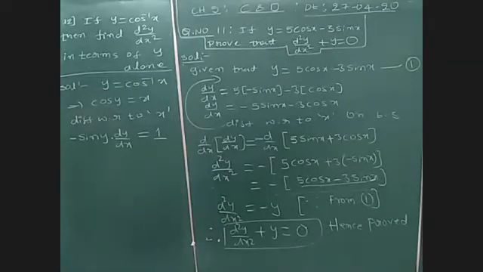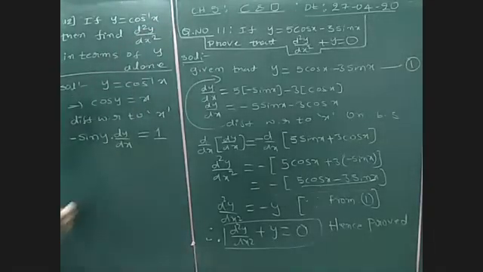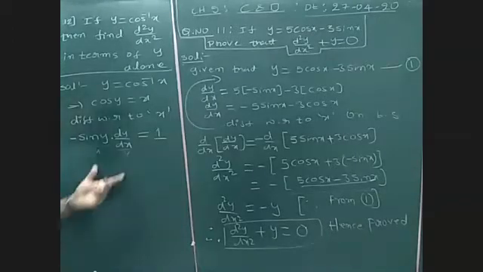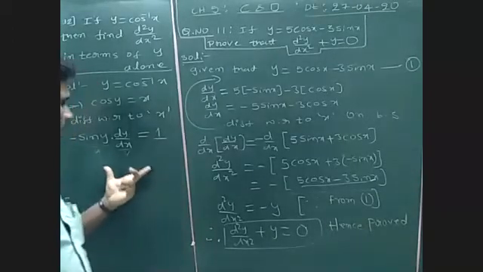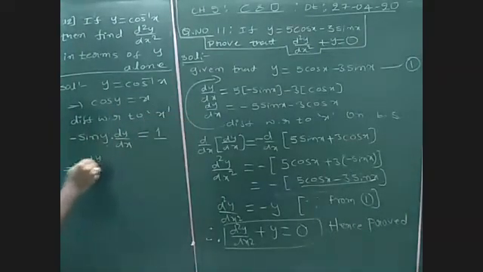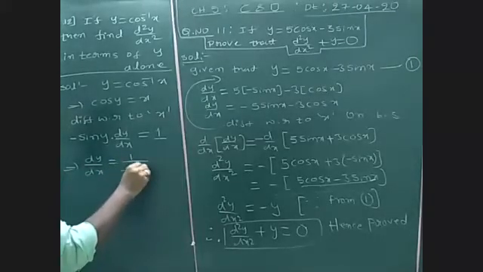Then here we got dy by dx, but here we need to find d square y by dx square. See, don't differentiate directly here. If you differentiate directly, again you need to apply the uv formula. Instead of applying the uv formula, it is very simple. Take this minus sign to the right side: dy by dx is equal to 1 by minus sin y.